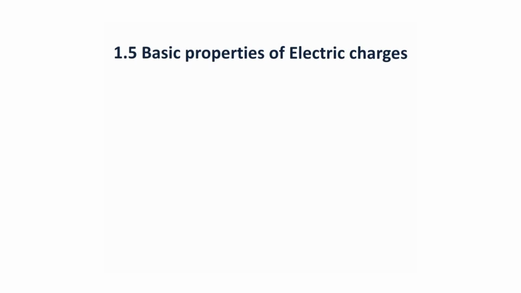Basic properties of electric charge. Charges are classified into two, that is, positive and negative. When a positive and a negative charge come together, there is a tendency to cancel each other. Here we discuss the important properties of electric charge.